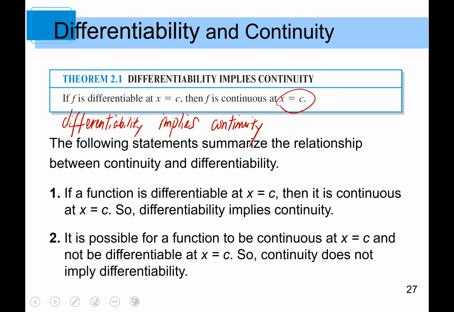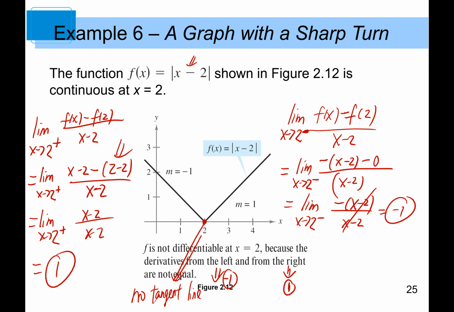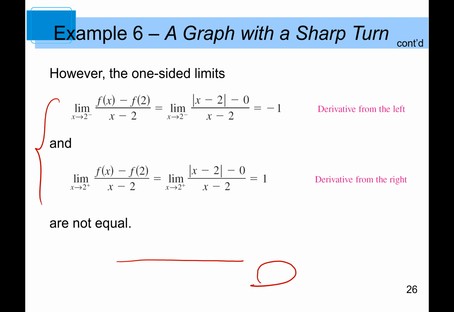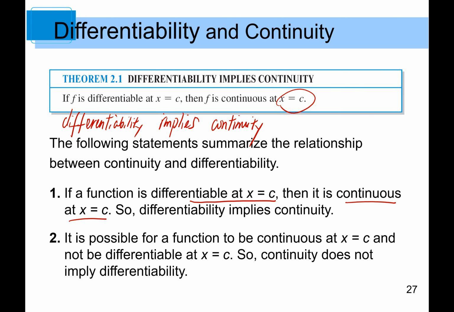The following statement summarizes the relationship between continuity and differentiability. If a function f is differentiable at x equals c, then it's continuous at x equals c. So differentiability implies continuity. Second, it is possible for a function to be continuous at x equals c and not be differentiable at x equals c. So continuity does not imply differentiability. This is exactly the example: it's continuous everywhere, but it's not differentiable at x equals 2. So differentiability implies continuity.